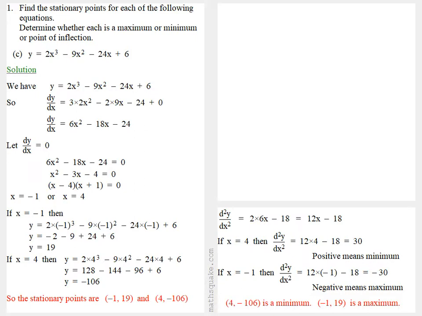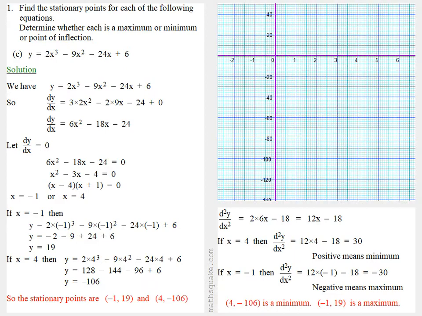So 4, minus 106 is a minimum, and minus 1, 19 is a maximum. We can see this if we draw a graph. We can draw out some axes, draw the curve, and we do see that we've got a maximum at minus 1, 19 and a minimum at 4, minus 106.